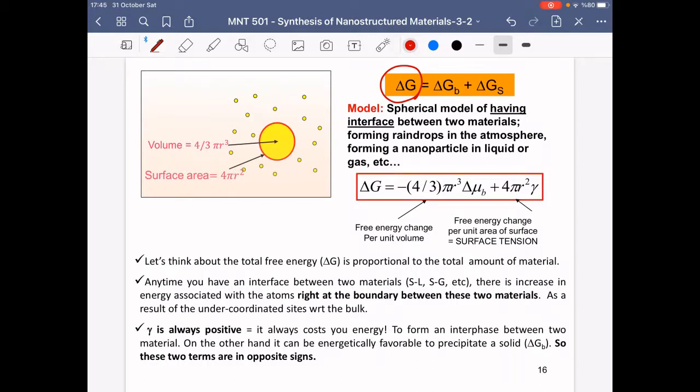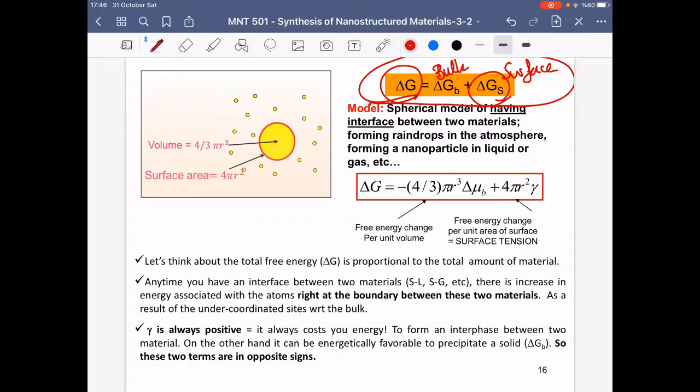complex mechanisms. The first one is the bulk, what's happening in the bulk form, and what's happening on the surface of my nanoparticle, or the surface of my nuclei. So a spherical model of having an interface between two materials is my model, forming raindrops in the atmosphere, forming a nanoparticle in liquid or gas, etc. Everything can be expressed by this equation.